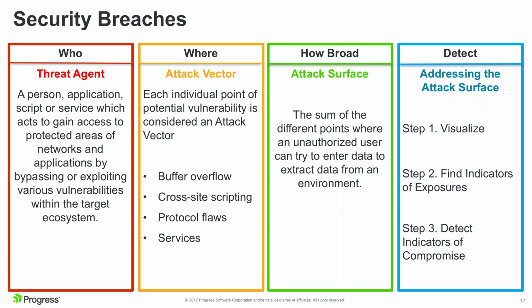The next terms are attack vector and attack surface. Each individual point of a vulnerability is considered an attack vector. For example, buffer overflow attack, cross-site scripting attacks. An example of a more publicized one you may have heard of, protocol flaws. Consider the OpenSSL Heartbleed issue. The sum of the different points where malicious activity first interacts with your environment or application is an attack surface.